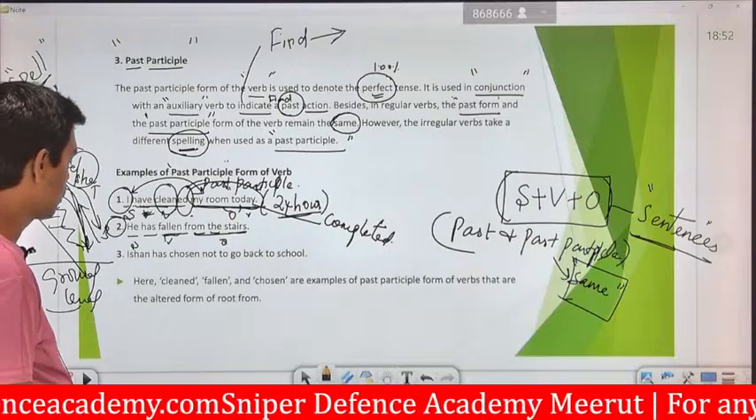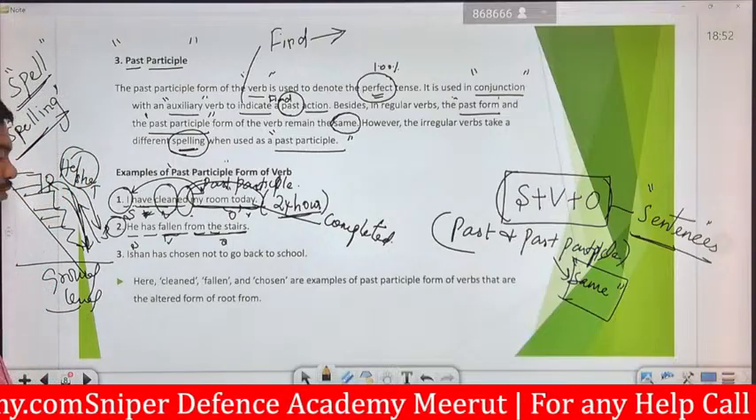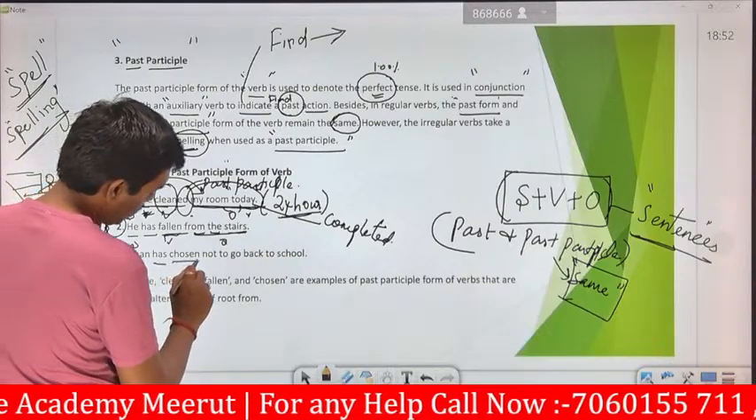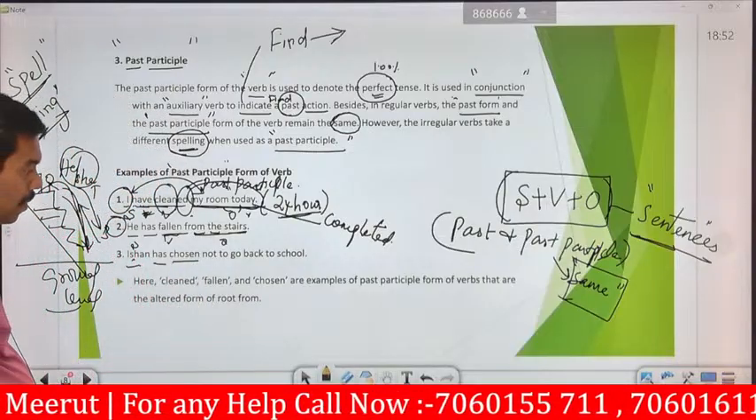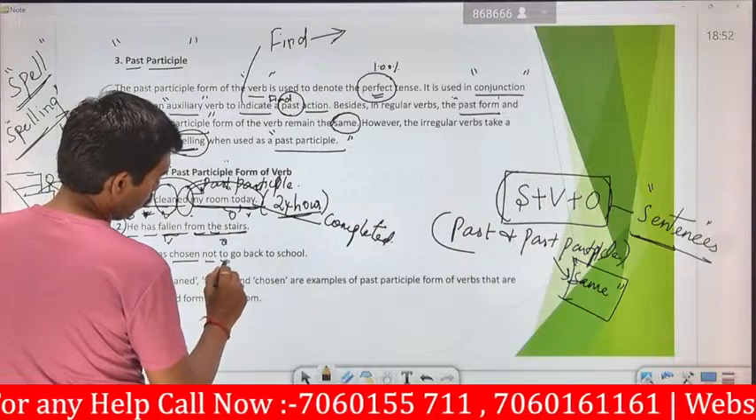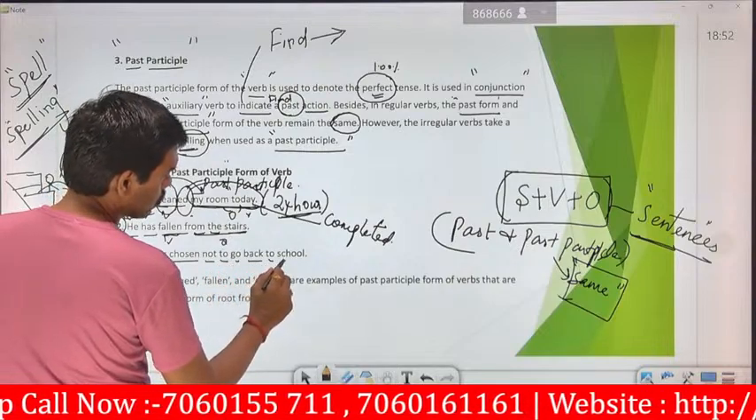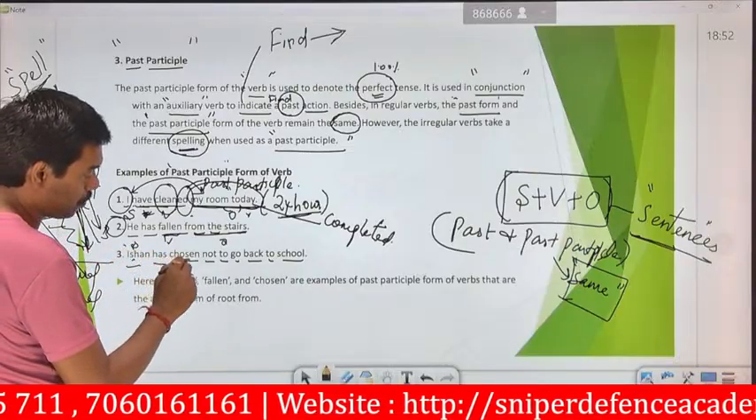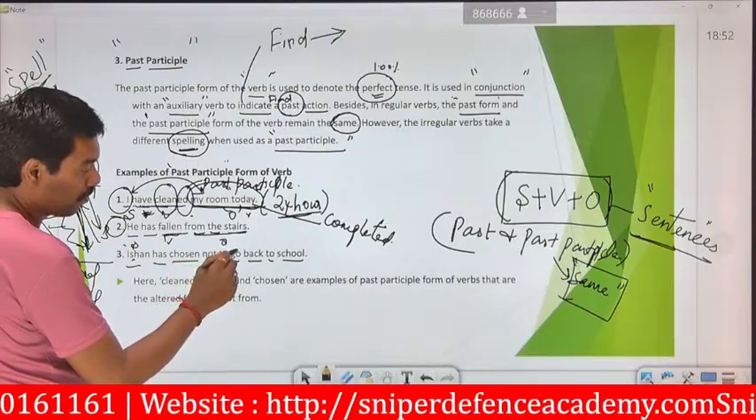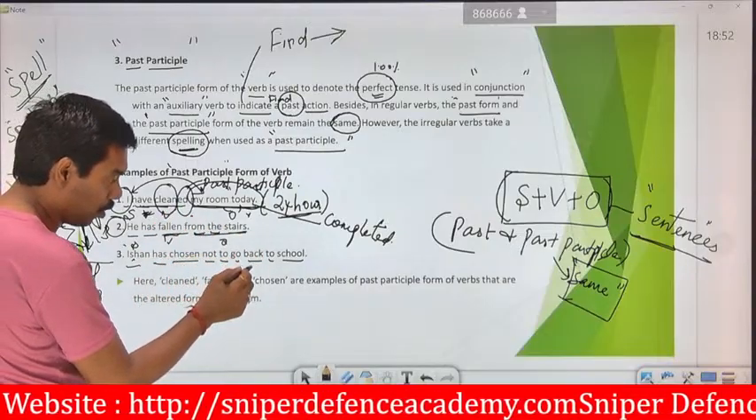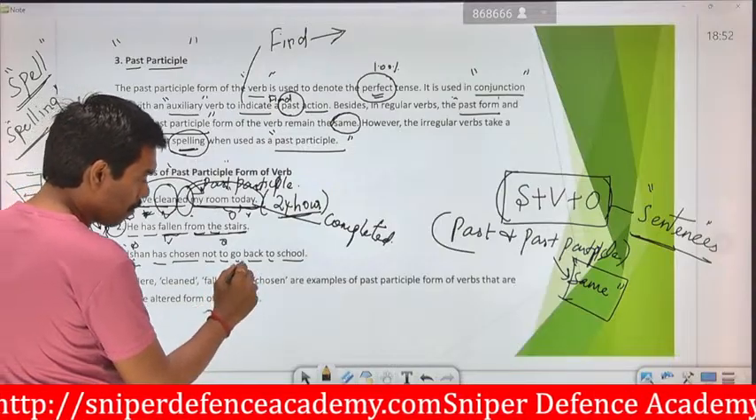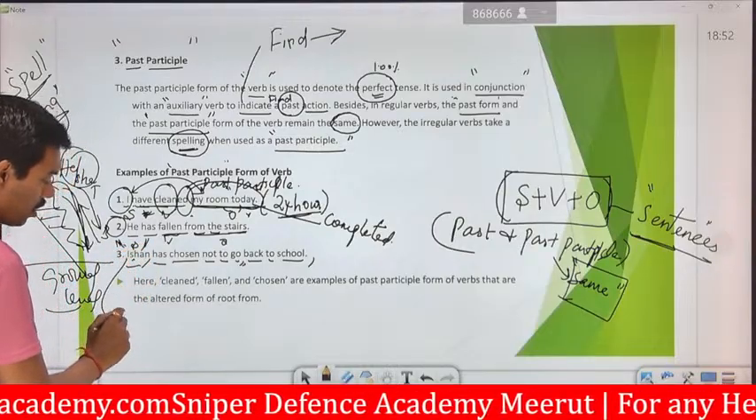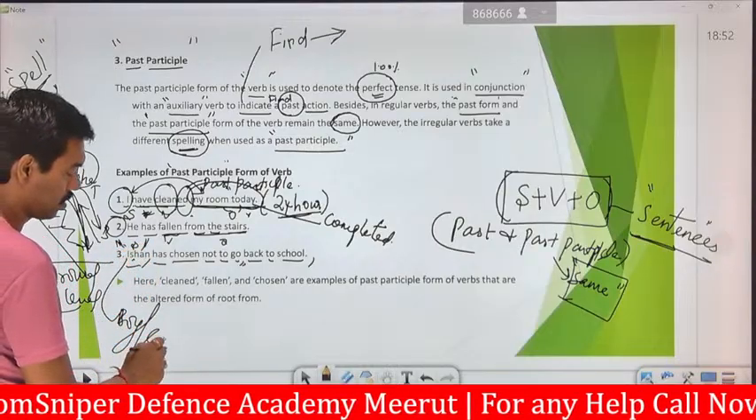The third point says: Ishan has chosen not to go back to school. You have to read it like this. Ishan has chosen not to go back to school. Ishan is a person. He may be a boy or girl, whatever you like to keep.